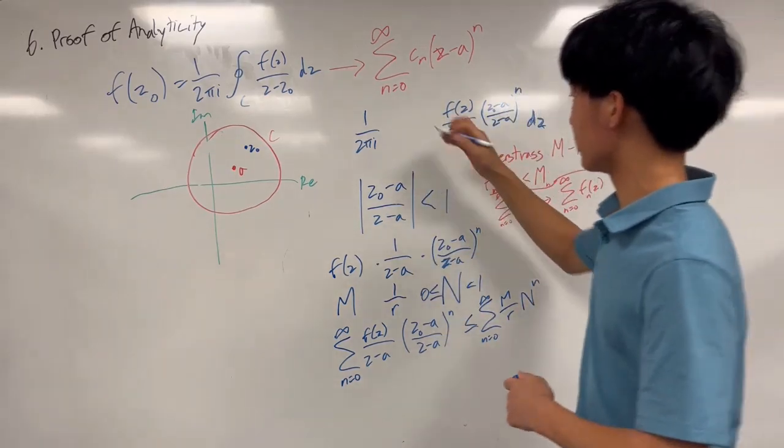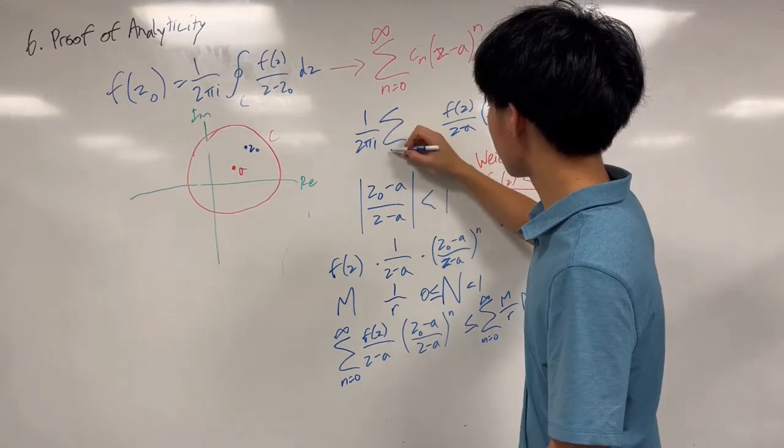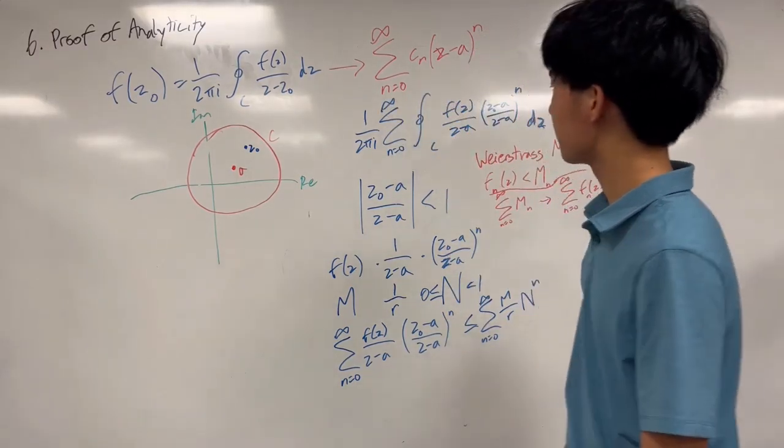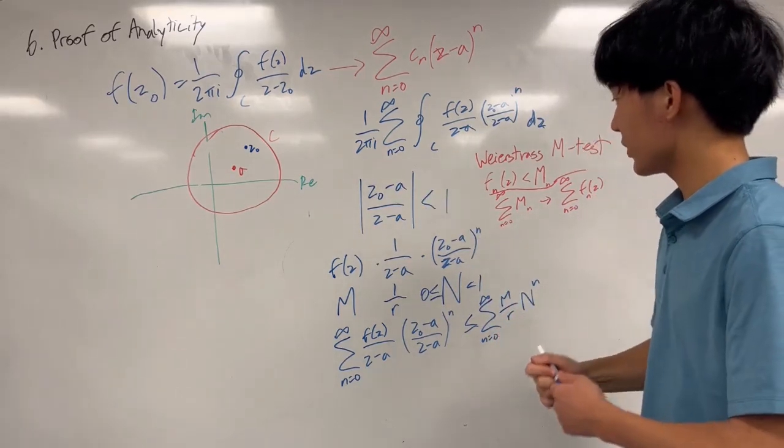So this is really 1 over 2 pi i times the infinite sum of the integral of this over C. Then, because that's constant, we can work that inside.